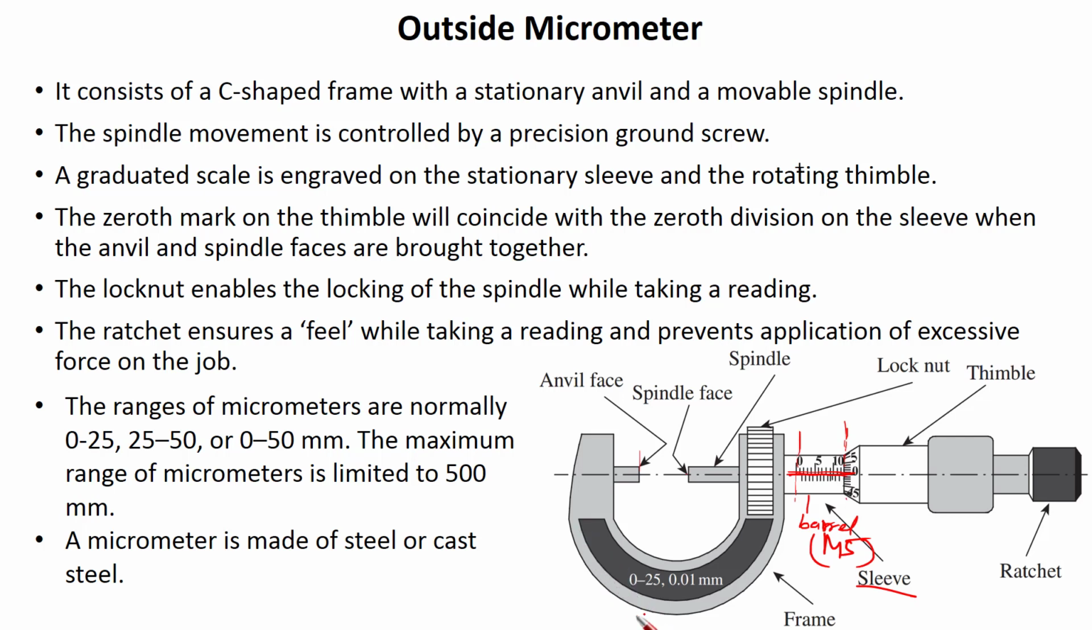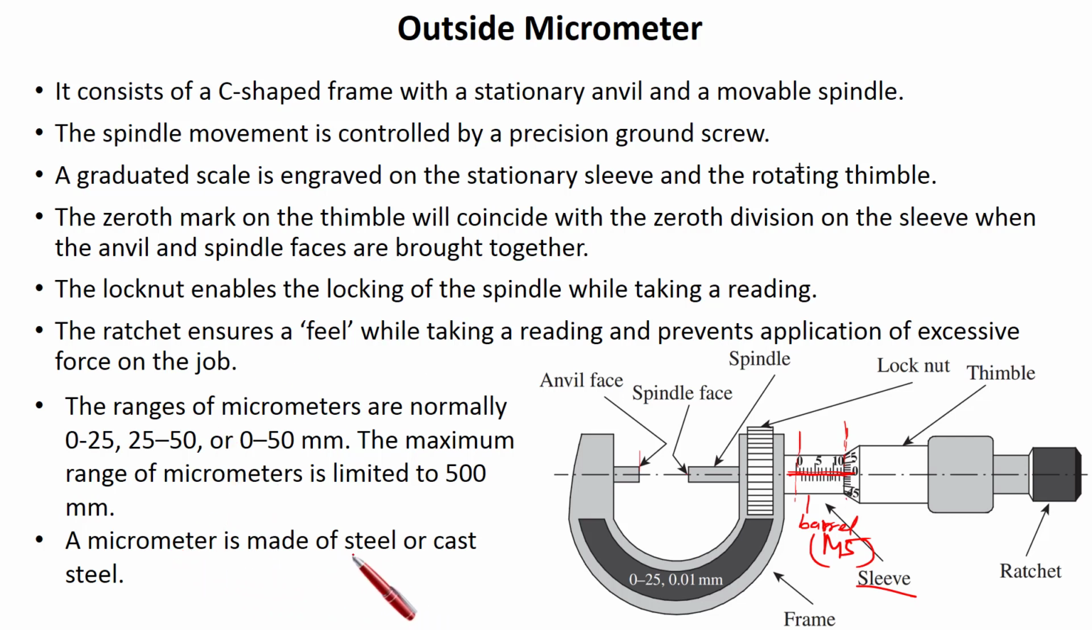And you will see on this C frame, you will be seeing 0 to 25, 0.01 mm. This kind of term will be written. 0 to 25 tells that it is the range of the micrometer, and this tells about the least count of the micrometer. So let us move to talk about the least count of the micrometer.